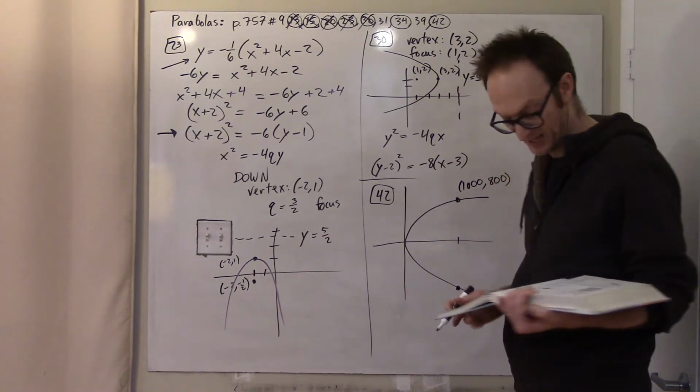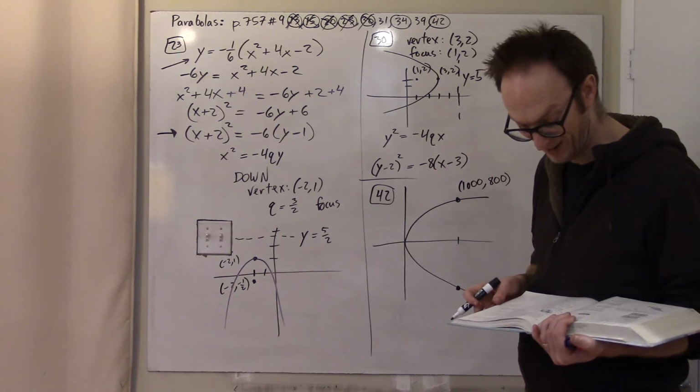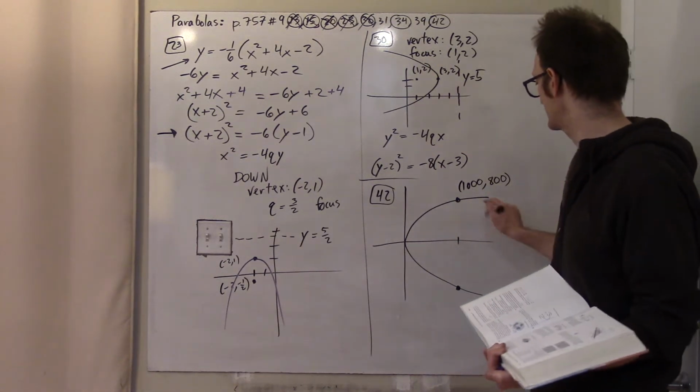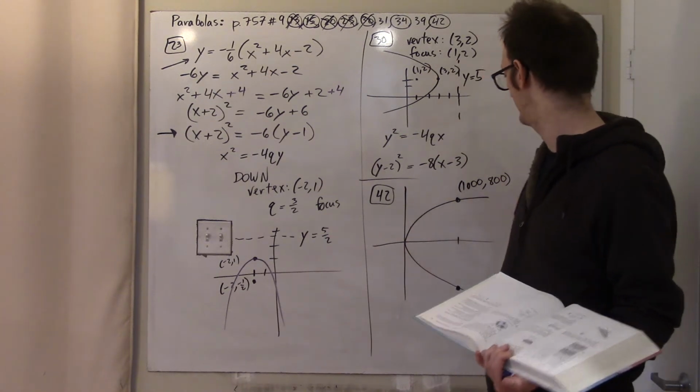Like, this is a parabolic curve for an entrance ramp from a straight street to an interstate highway. So maybe this is the highway and this is the street, and they make the ramp in the shape of a parabola.